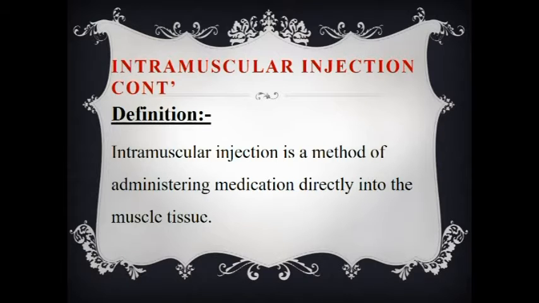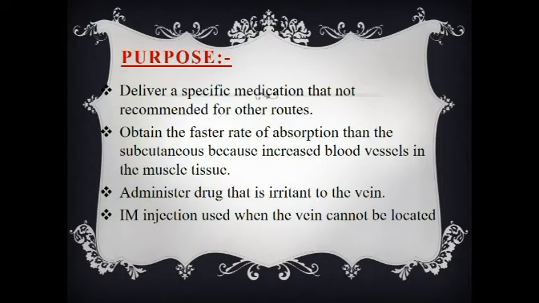Definition: intramuscular injection is a method of administering medication directly into the muscle tissue. Purpose: deliver a specific medication that's not recommended for other routes. Obtain a faster rate of absorption than the subcutaneous route because of increased blood vessels in the muscle tissue. Administer drugs that are irritant to the vein. Intramuscular injection is used when the vein cannot be located.